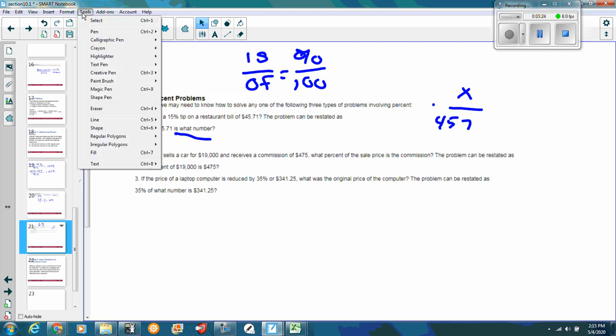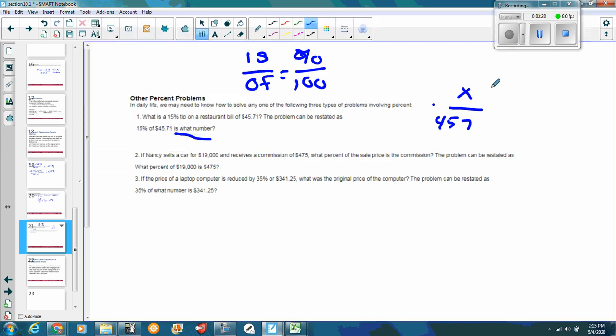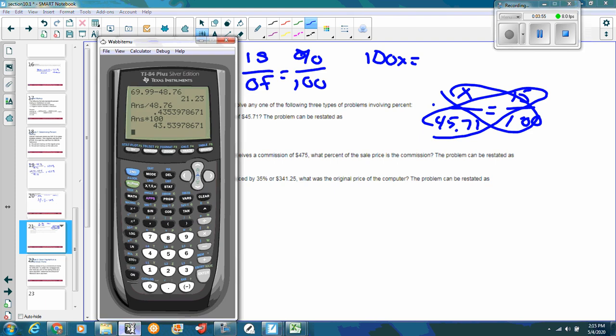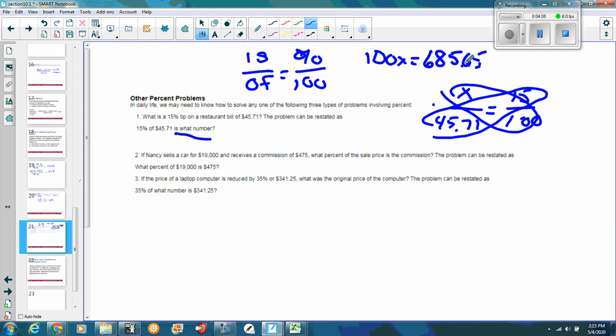Sorry, I just hit a button on my pen, which made it disappear. 45.71 equals 15 over 100. So whatever is with the percent sign goes here, the 100's always there. So what you're going to do is cross multiply. So you're going to end up with 100x equals 45.71 times 15, which gives me 685.65. And then I'm going to divide by 100, which in essence moves it 2 places to the left. So it's 6.8565. But because it's money, because I'm going to tip somebody, you're only going to go 2 decimal places. So it's going to be $6.86.